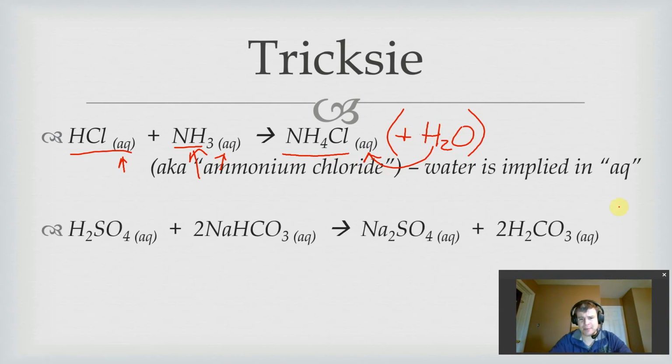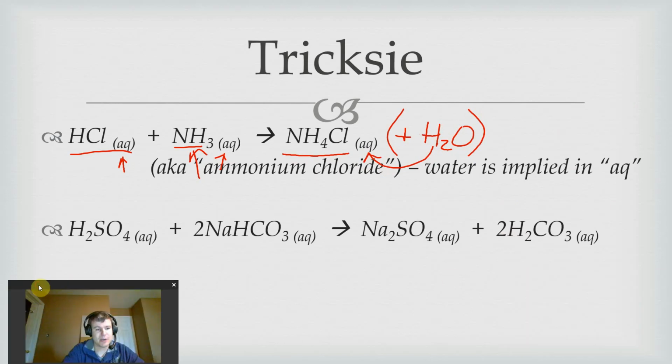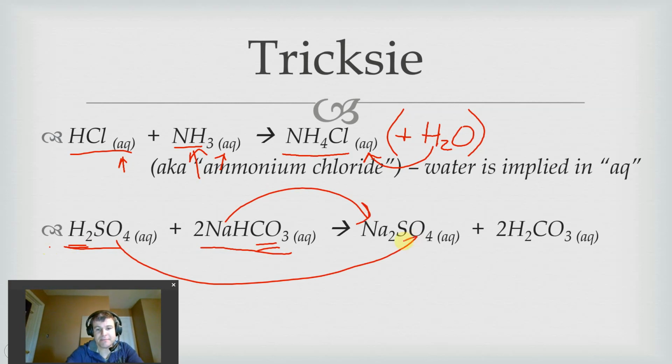Here's another tricky example. I'm going to have to move myself over to the left here for this example, I think. So here we have sulfuric acid mixing with baking soda, sodium hydrogen carbonate. Remember, anytime you see carbonate, you know it's a base. Sulfuric acid's got the H at the beginning. There's the acid. And we get the sodium combining with the sulfate. And then the hydrogen combining with the carbonate to form a weak acid, hydrogen carbonate.